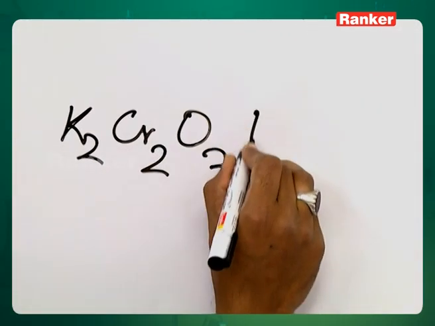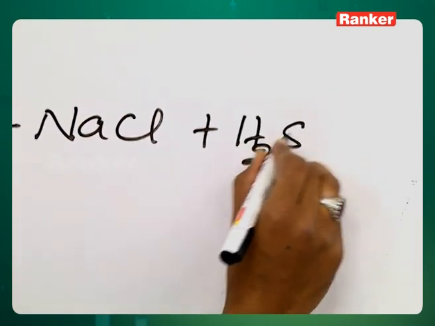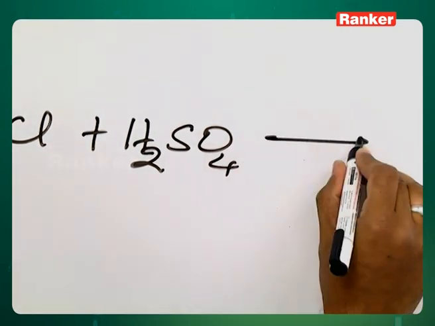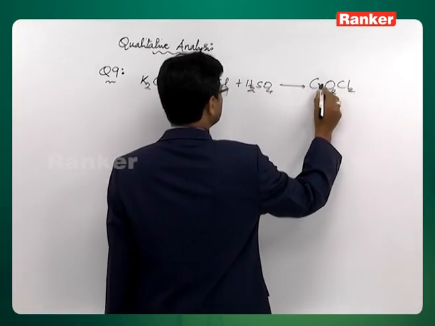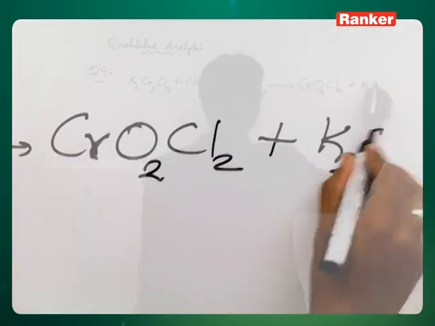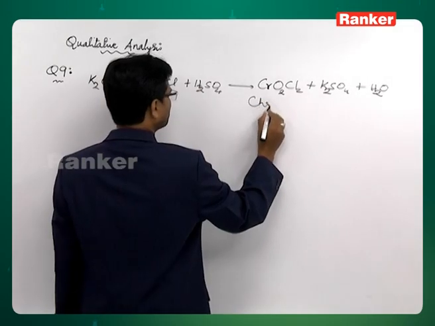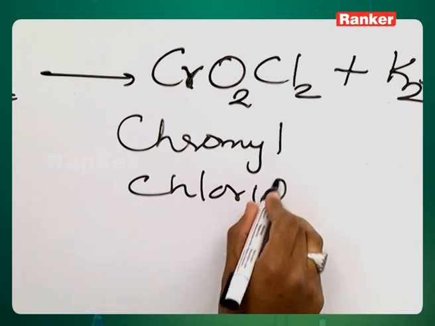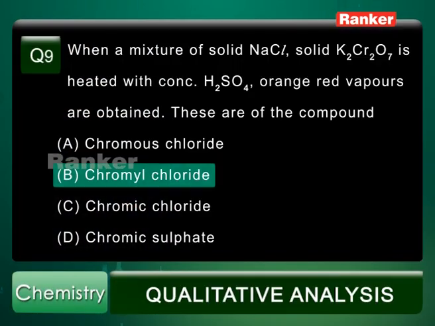K2Cr2O7 plus NaCl plus sulfuric acid, and the product formed is CrO2Cl2. This is chromyl chloride. You also get K2SO4. Of course, water is formed. This is chromyl chloride. It is an acid chloride of chromic acid. Answer is B option.